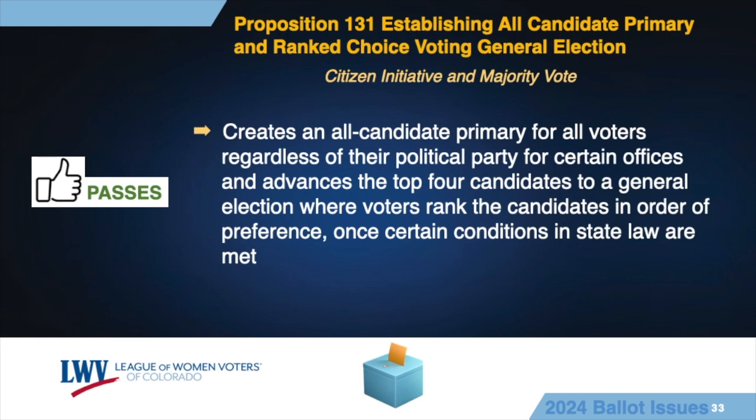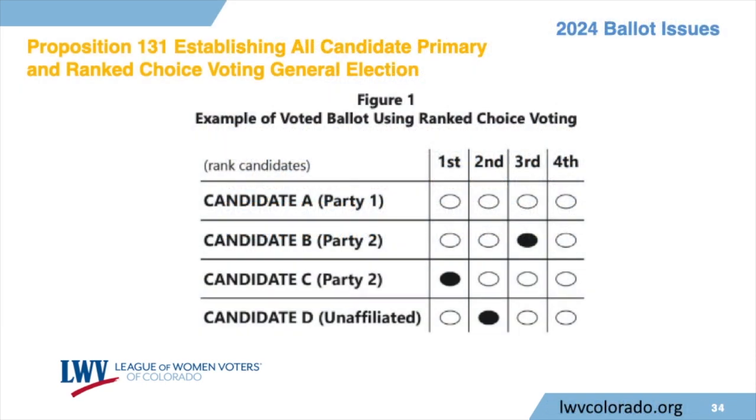As all qualified candidates would be placed on the primary ballot, the four candidates who receive the most primary votes would advance to the general election regardless of party affiliation. Here is an example of what the ballot may look like.